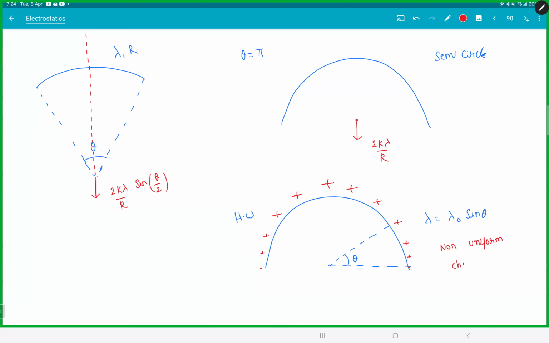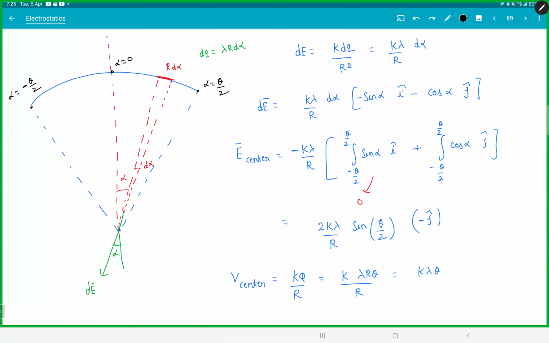So it's not actually that difficult if you understood the process. Can you tell me what will change in the question here? In place of lambda, you will get lambda not sine alpha. So in the integration, this will become sine square alpha, and this will become cos alpha sine alpha, isn't it? That is what will change in the integration. Everything else is the same steps.